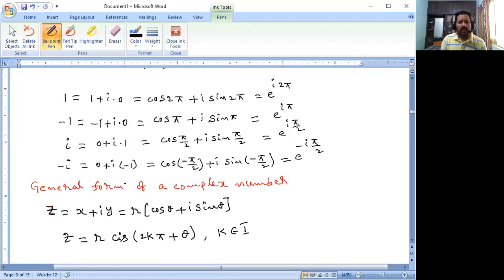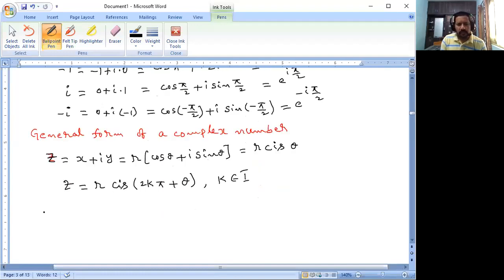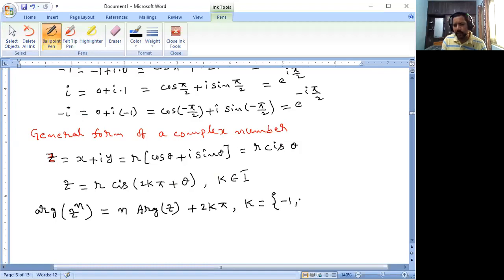This thing you already know. General form of amplitude is 2k pi plus theta. Just in place of theta, I have written 2k pi plus theta. This is the general form of a complex number. Now these are the formulas. Properties: amplitude of z power n is n into amplitude of z plus 2k pi, where k belongs to minus 1, 0, 1.